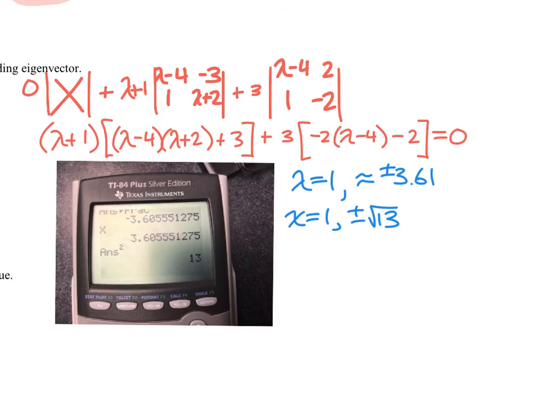Now what we have to do in order to find the eigenvectors is solve the homogeneous equation associated with these eigenvalues. So we're going to go back in time real quick, and I'll show you the relevant part.